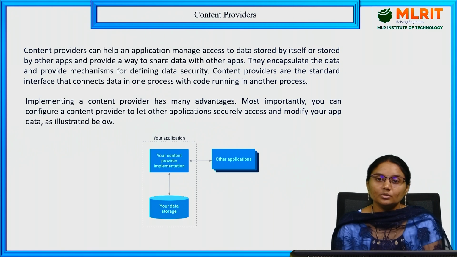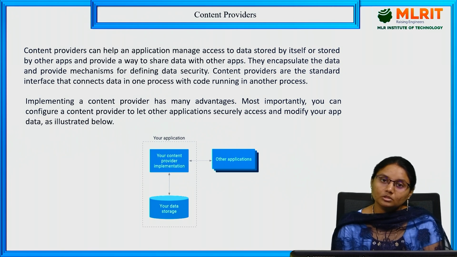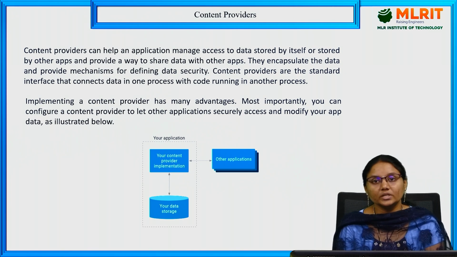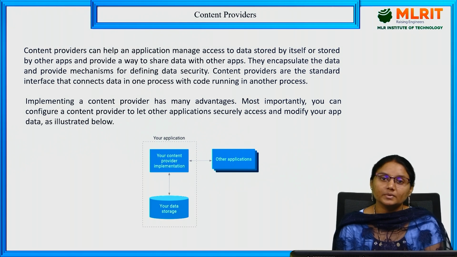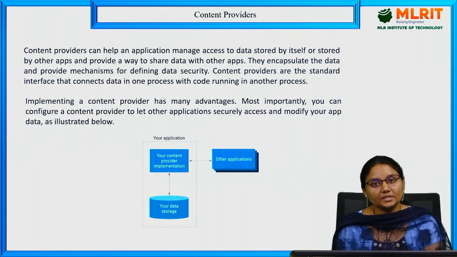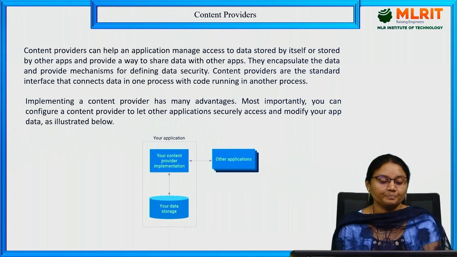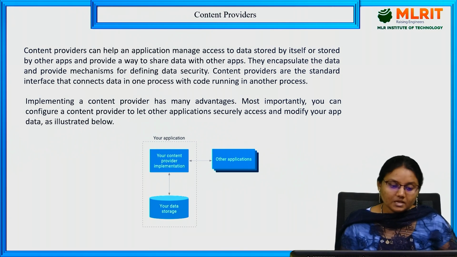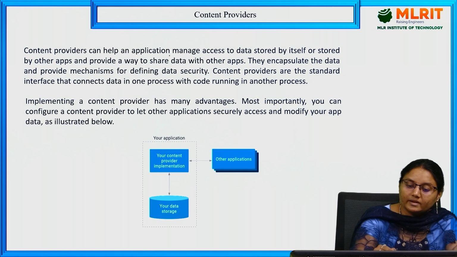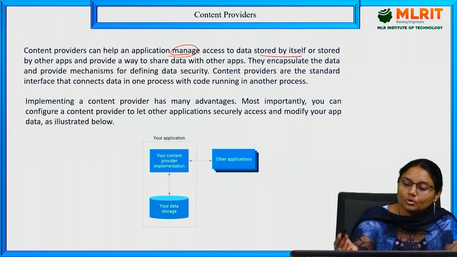So whatever contacts we have, we import all those contacts into your WhatsApp. So that is known as what? Your content provider. Your content is being provided to another application, in this case WhatsApp. Hope you understood. So a content provider can be an application manager that can access data stored by itself or stored by other applications.